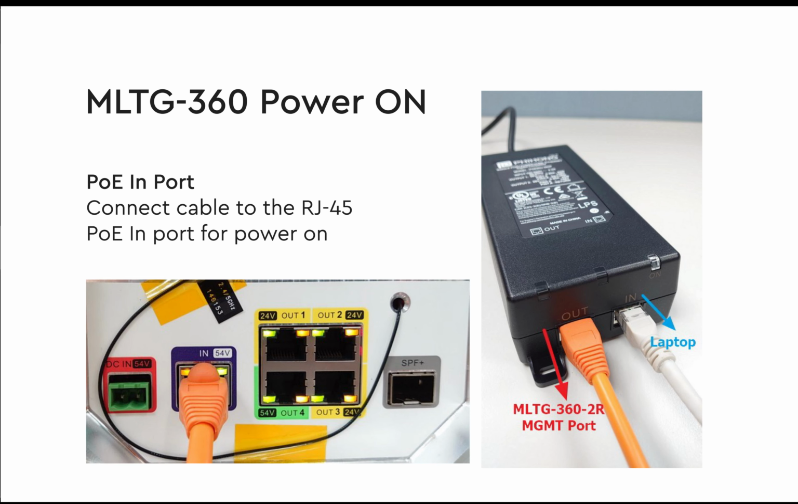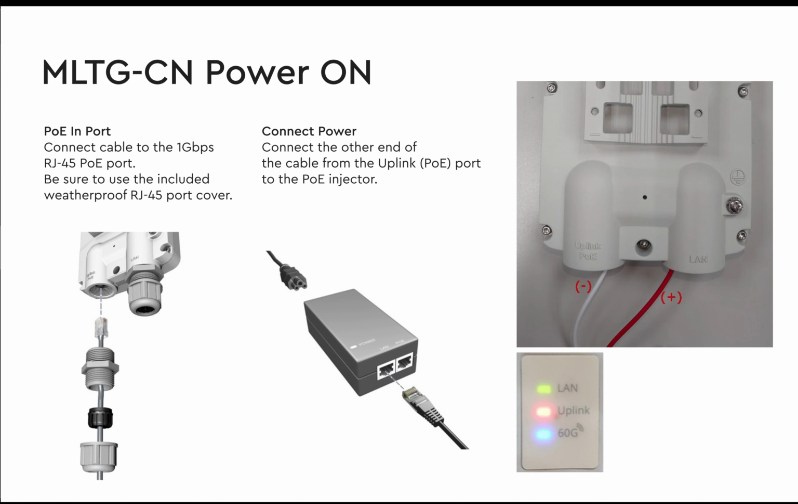Okay, in the first place, you can power on the DN: connect the power cord to the AC power source, and connect the port with the wording to the laptop with the Ethernet cable. Then you can connect the out port to the manual port of the DN with another Ethernet cable. The next one is how to power on the MLTG CN.